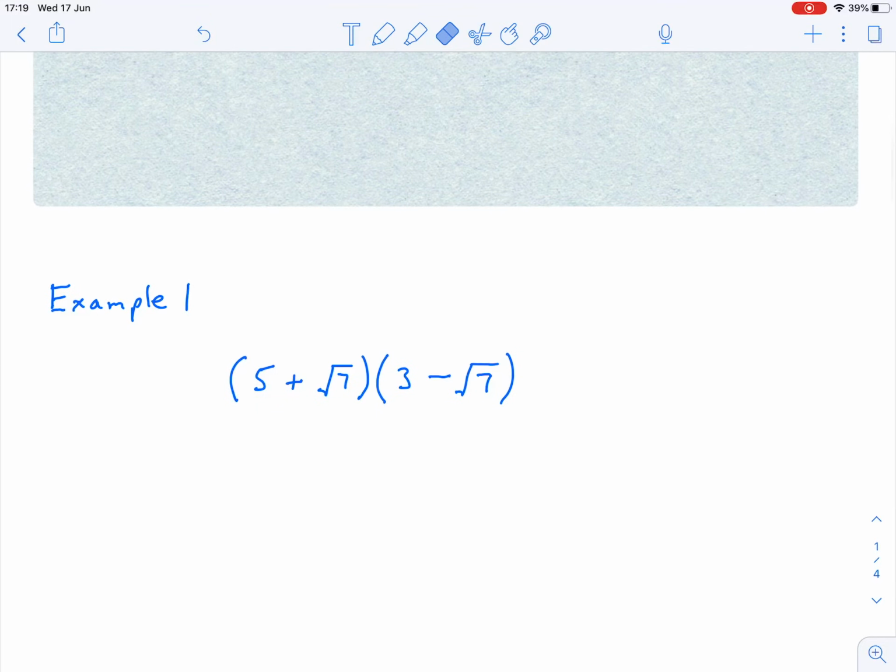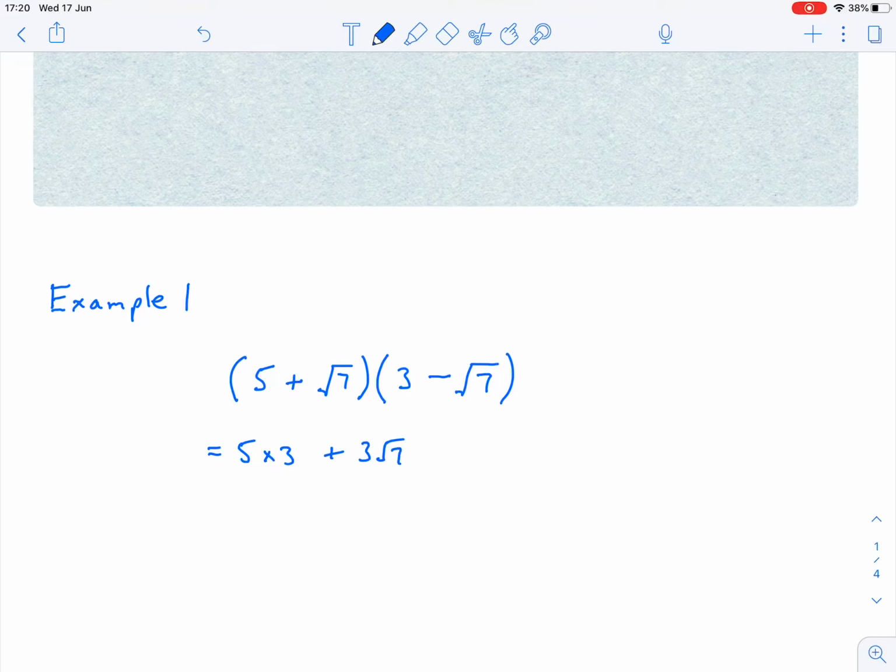So example 1, 5 plus root 7 multiplied by 3 minus root 7. We've got 4 bits of multiplication to do. Everything in the first bracket is multiplied by everything in the second bracket. So we start with 5 times 3. Now I'm going to multiply the root 7 by 3, so that will be plus 3 root 7.